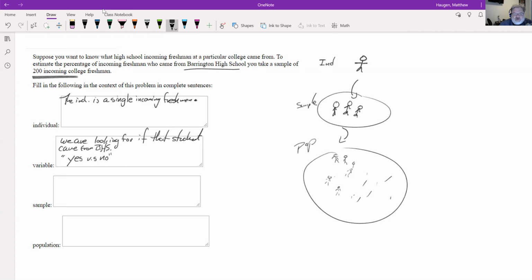So what is the sample? And I'm just writing as simple sentences as I can here. The sample is the 200 incoming freshmen. And you could certainly say that were surveyed and asked this question if you want to. Heck, you could just say it is the 200 incoming freshmen, and that's a complete sentence. You're good.